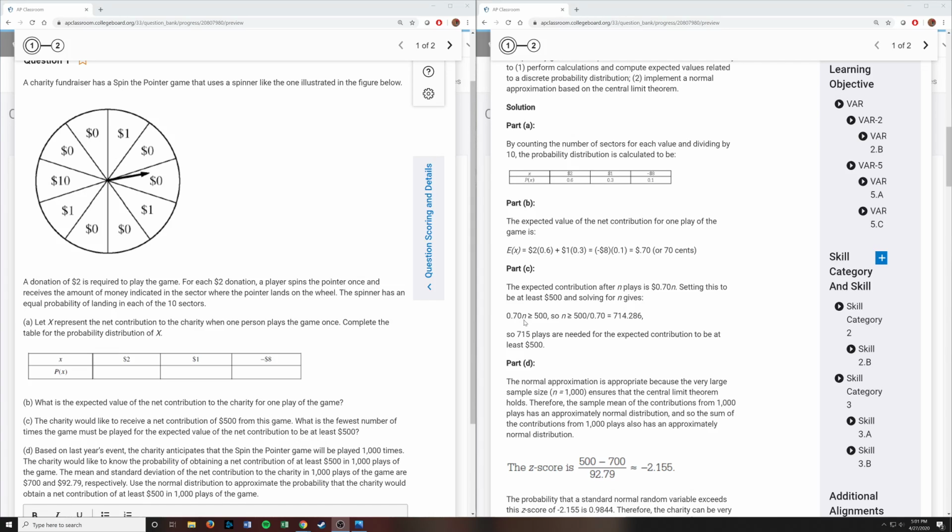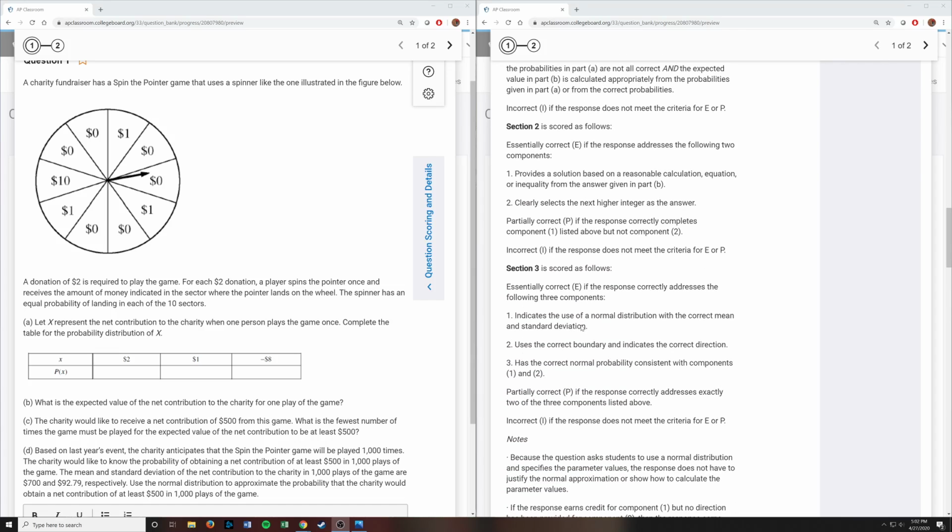So you can set up a simple inequality here. 0.7 times the number of games played has to be at least 500. Solve for n. Just divide both sides by 0.7. You get 714.286. You can't round that down because 714 games will leave you just a little bit short. So you need 715 games to be played to get at least $500.